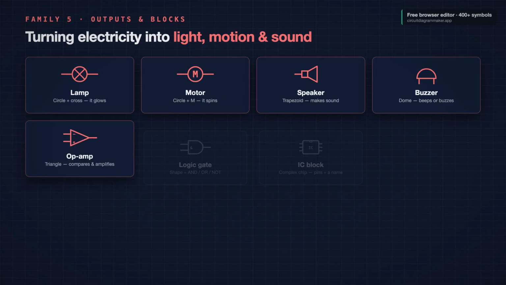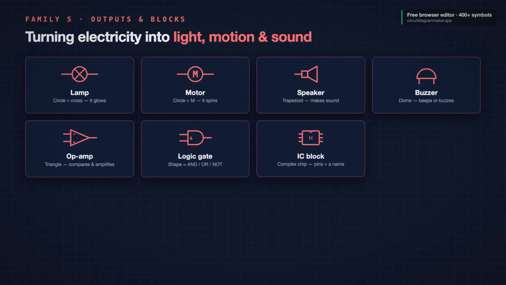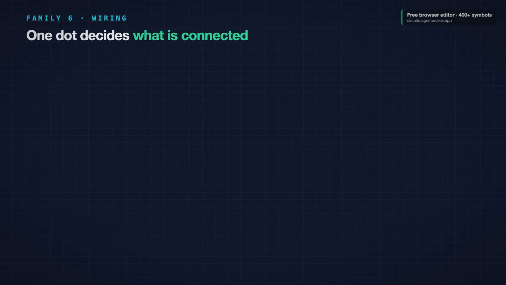Then the thinking parts. An op-amp is a triangle with 2 inputs on the flat side and 1 output at the tip. It compares and it amplifies. Logic gates are small shields and bullets, each shape meaning and, or, not. And when a chip is too complex to draw pin by pin, it just becomes a plain rectangle. An IC block with numbered pins and a name inside. Lamp, motor, speaker, buzzer, op-amp, gates, and the humble box. The outputs and the brains.